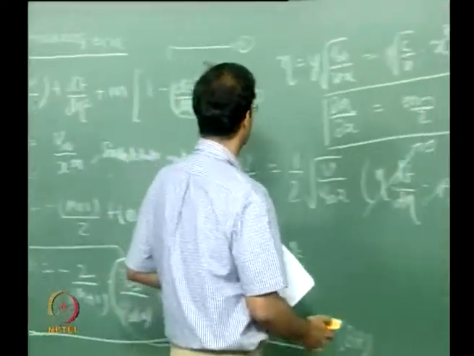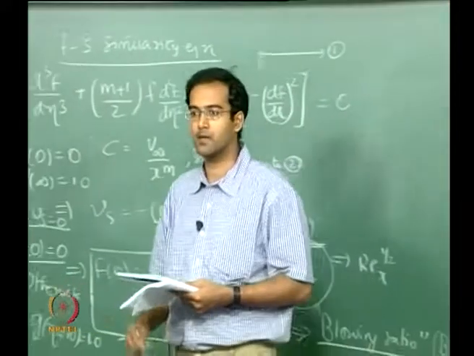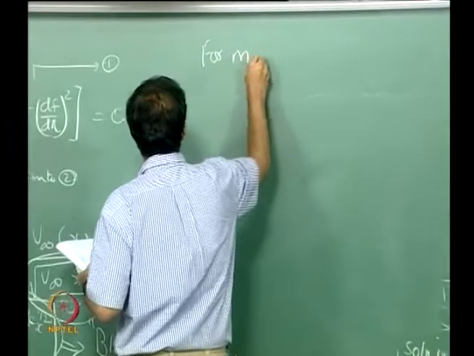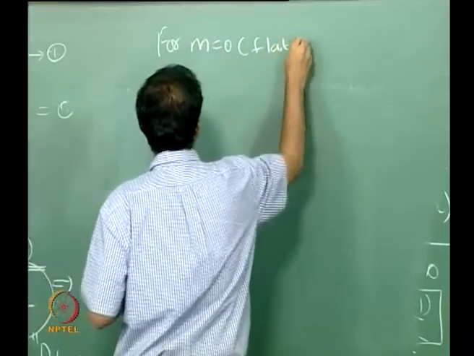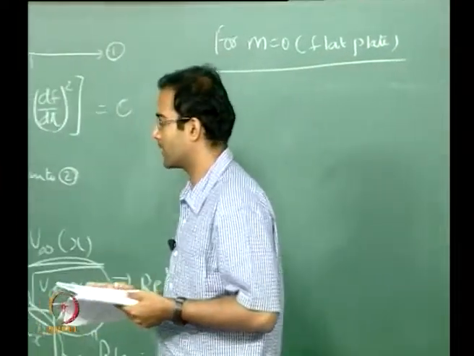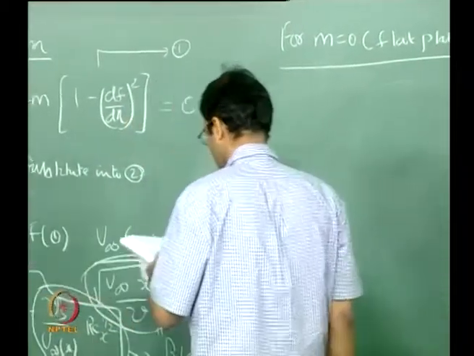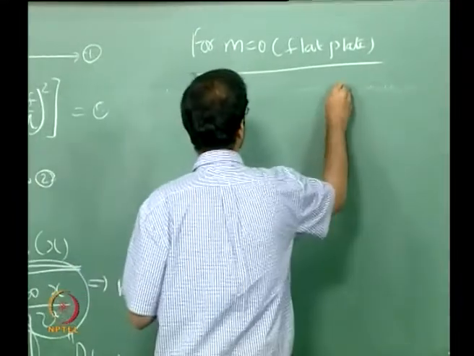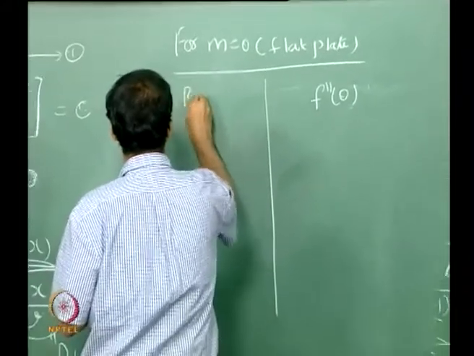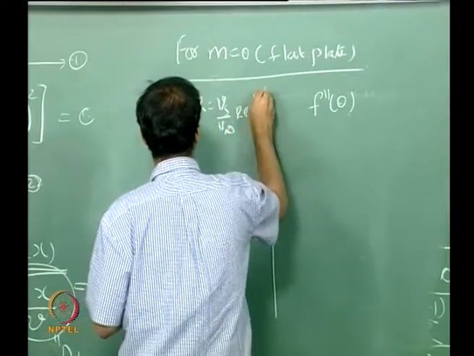So let me erase all of this. Since I have so many parameters, now I have to fix some of the parameters. I am saying for m equal to 0, that is for flat plate. Now this is a flow problem, so I do not have to fix any other number like Prandtl number. So for this particular case I have to check what my f double prime of 0 is for different values of blowing ratio, which is nothing but Vs by u infinity Rex power half.